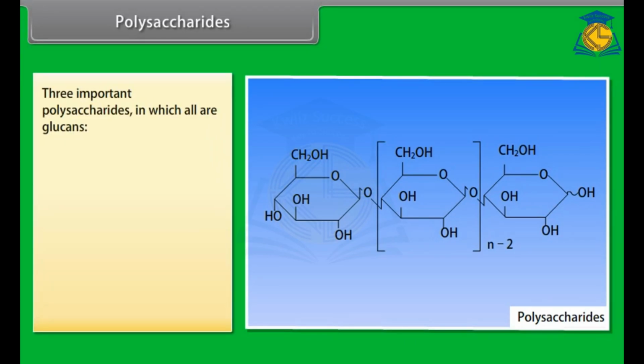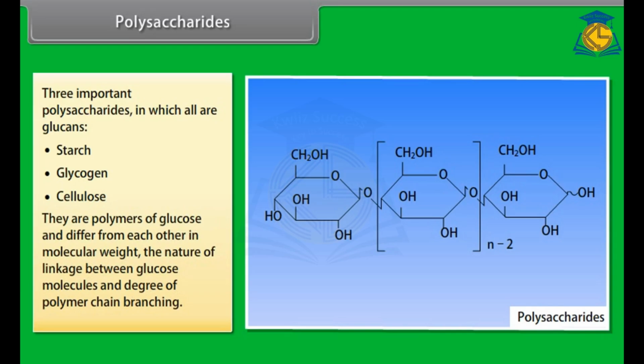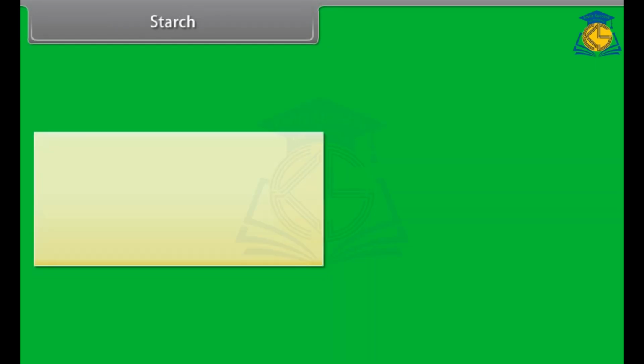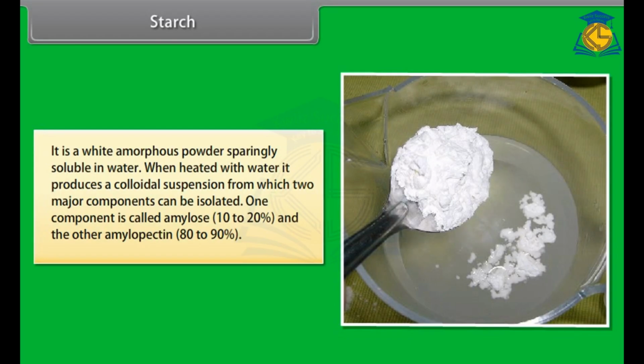Three important polysaccharides, all of which are glucans, are starch, glycogen, and cellulose. They are polymers of glucose and differ from each other in molecular weight, the nature of linkage between glucose molecules, and degree of polymer chain branching. Starch. It is a white amorphous powder, sparingly soluble in water. When heated with water, it produces a colloidal suspension from which 2 major components can be isolated. One component is called amylose and the other amylopectin.